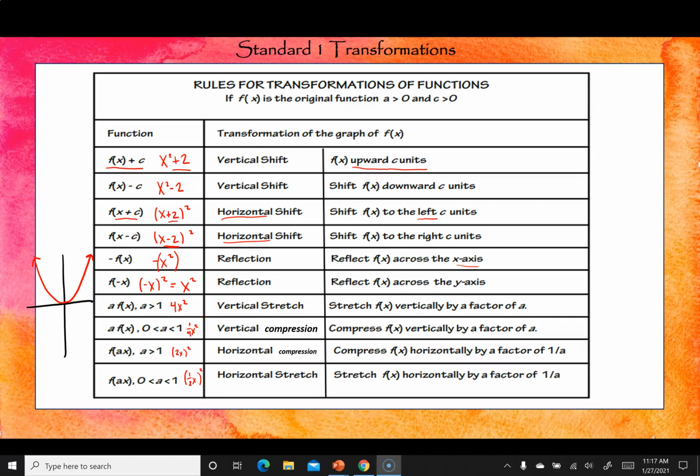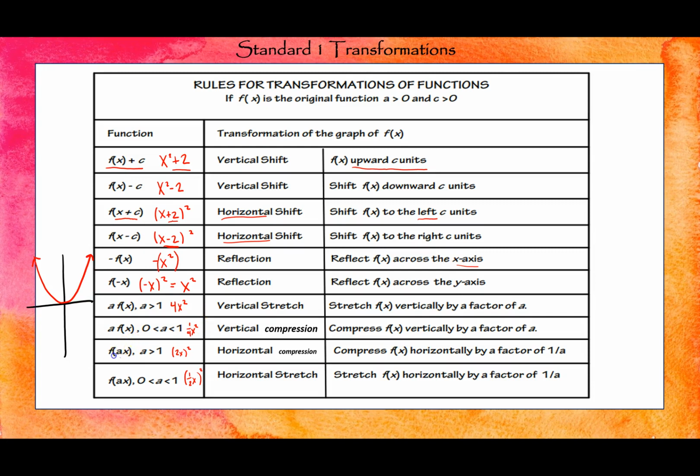All right, now let's talk about a horizontal compression. So that's when you have a number on the inside of your parentheses and that number happens to be greater than 1. So in this case, we have a 2x in parentheses squared. Notice that 2 is bigger than 1. This is a horizontal compression.